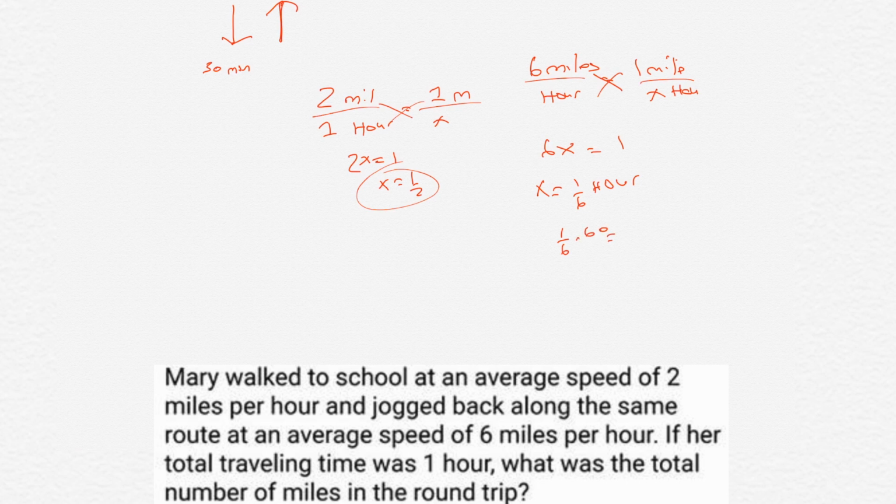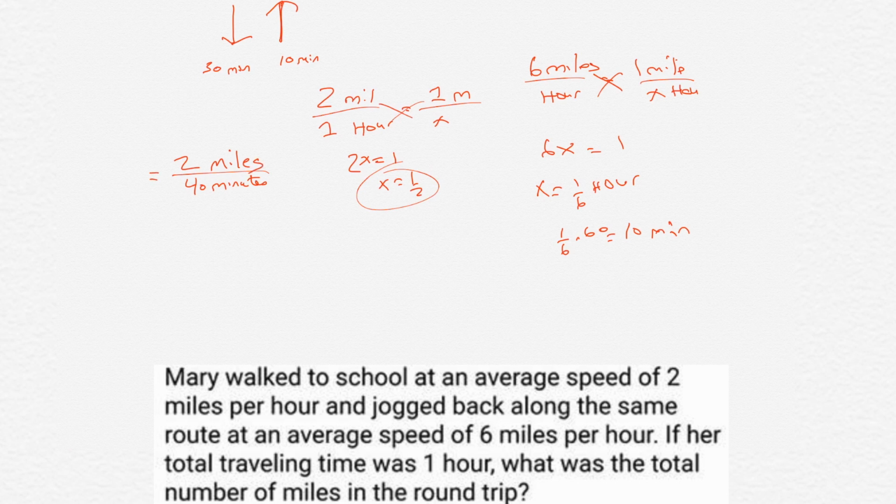How many minutes is that? That's 10 minutes. So it takes her 30 minutes to do a mile going down, and then that same mile would take her 10 minutes to go back up. So it would take her 40 minutes then to do 2 miles. And at this point, it's just a ratio issue.